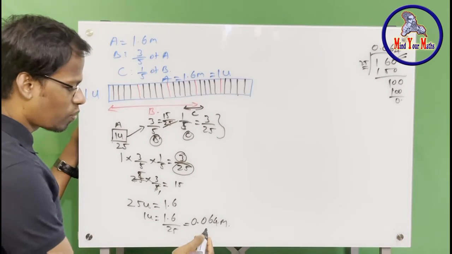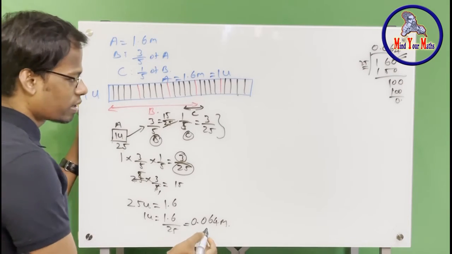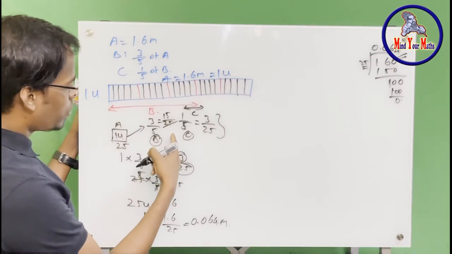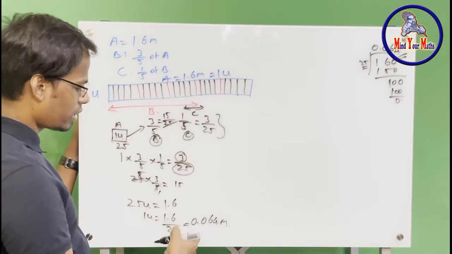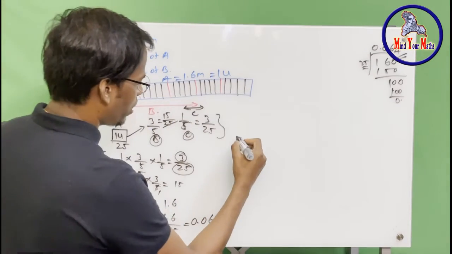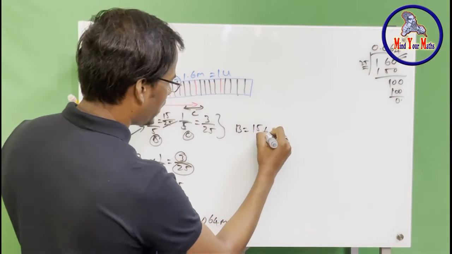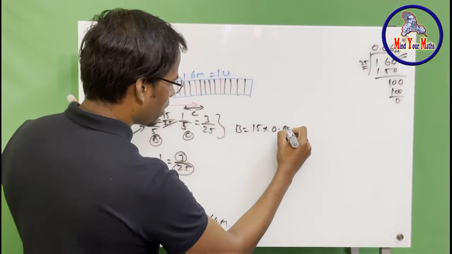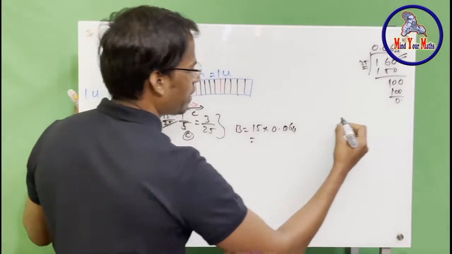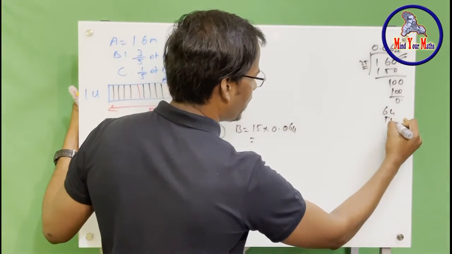So 1 unit is 0.064 meters. But what we need to find now is the length of B and C as well, right? So the length of B is how many units? 15 units. So B is equal to 15 times 0.064, which is how much? Let's multiply 64 by 15.